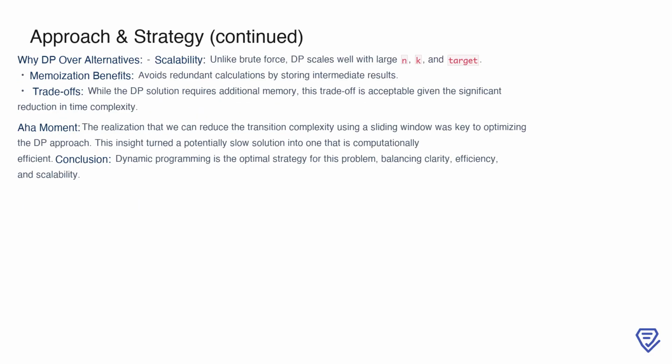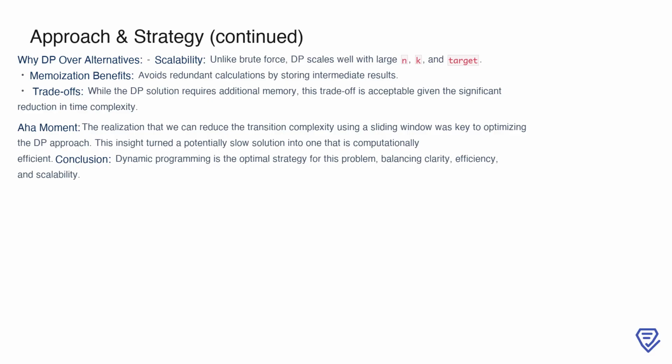Dynamic programming stands out as the optimal strategy for this problem for several reasons. First, it scales efficiently with large values of n, k, and target, unlike the brute force approach. Second, memoization allows us to avoid redundant calculations by reusing intermediate results, which significantly reduces computational overhead. While the dynamic programming solution does require additional memory, this trade-off is justified given the dramatic improvement in time complexity.